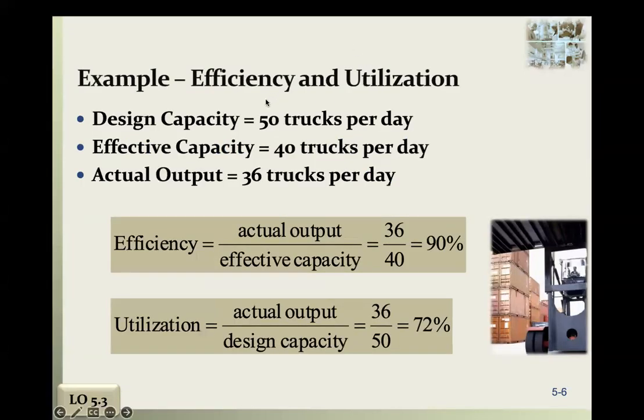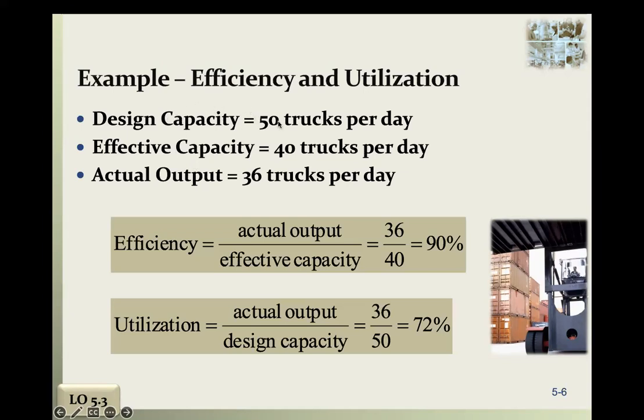Here's an example. Let's say at a trucking station, design capacity is 50 trucks per day. So that's theoretical, which means it's ideal. It cannot be achieved. Pretty much like 140 miles per hour speed on your car, you never reach that speed. So that's design. It's theoretical. It's ideal. And then effective capacity is 40 trucks per day, which means once we take away some allowances from design capacity, that's called effective capacity. And then actual output is 36 per day. So you see how it is decreasing.